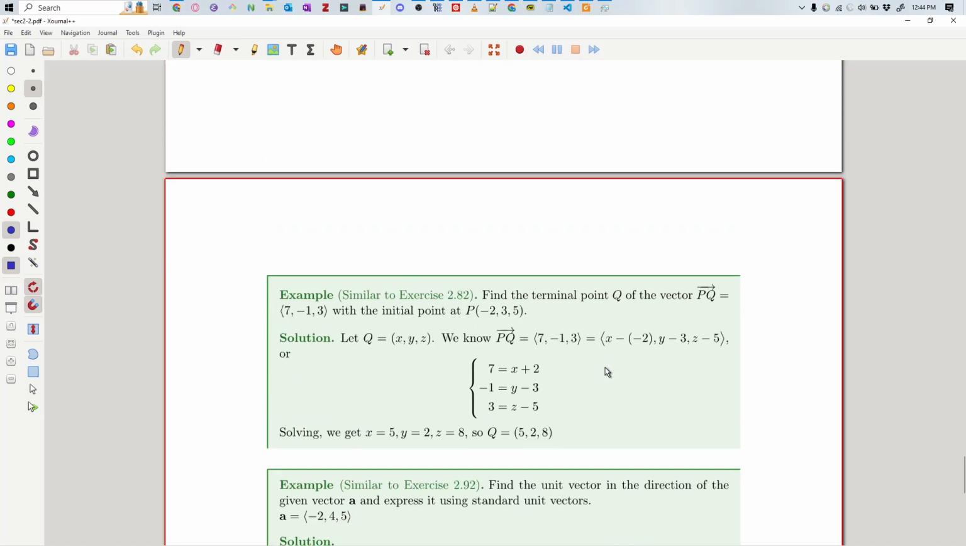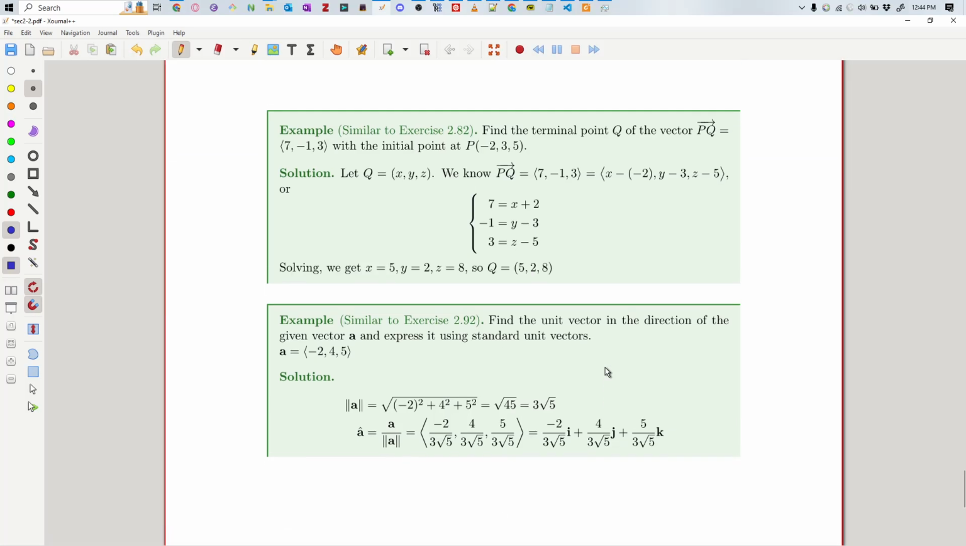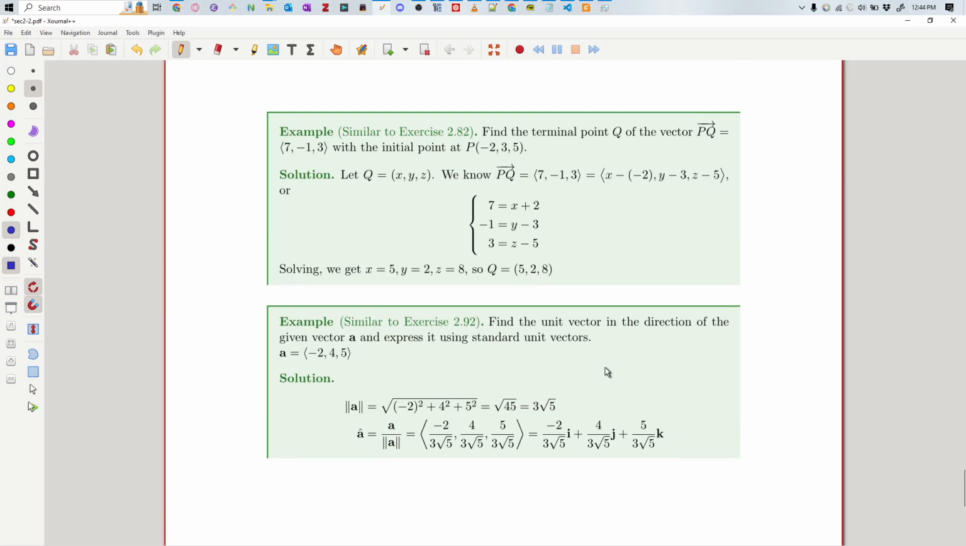And these last 2 examples just involve working with vector arithmetic in 3 dimensions. So in this problem, we're given the vector PQ should be this, and the initial point is this coordinate. We want to find the coordinate of the terminal point, Q.